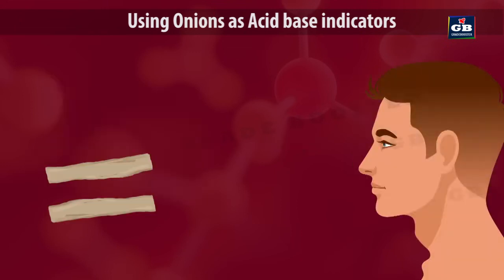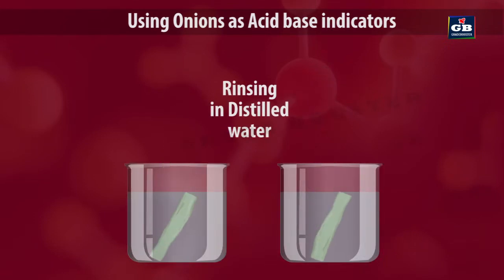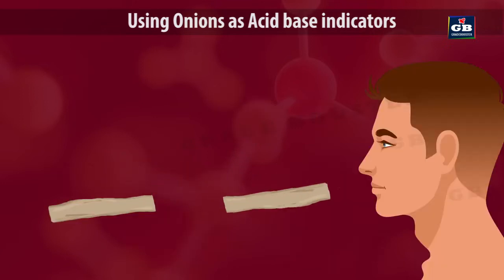Now smell these 2 strips of cloth. You will get onion smell from both the strips. Now place these strips on a flat surface and add dilute HCl drops to strip 1 and sodium hydroxide drops to strip 2. Rinse these 2 strips in distilled water separately. If you know why we need to rinse them in distilled water at this step, please write it in the comment section. Now once again, smell the 2 strips.